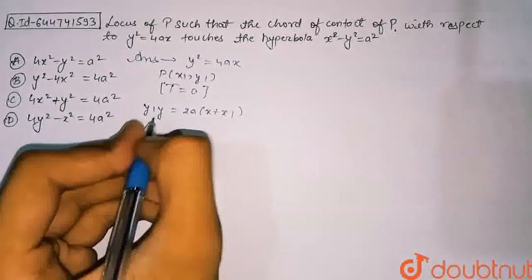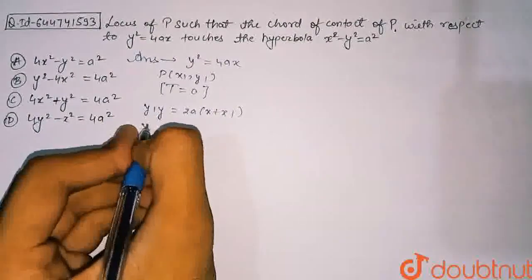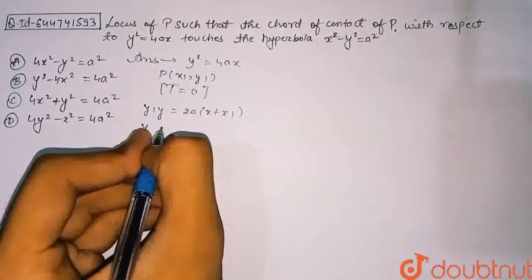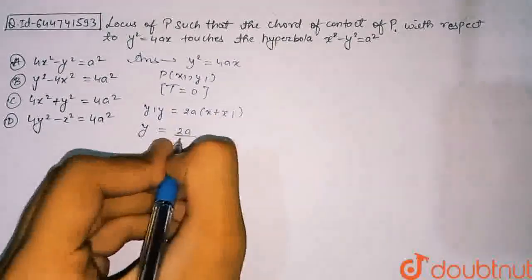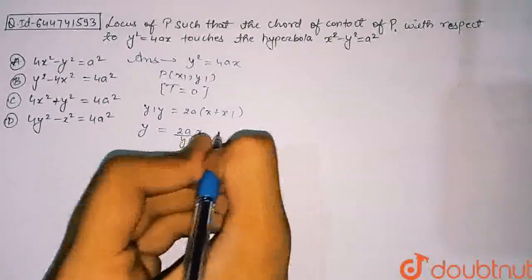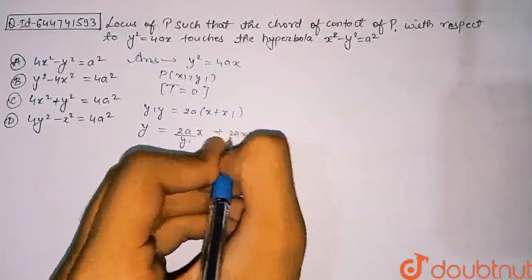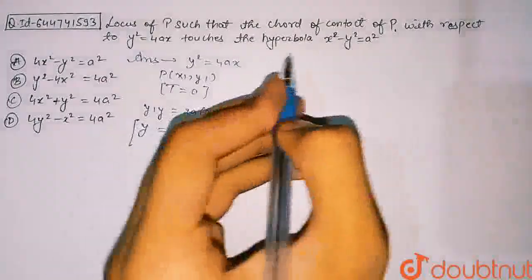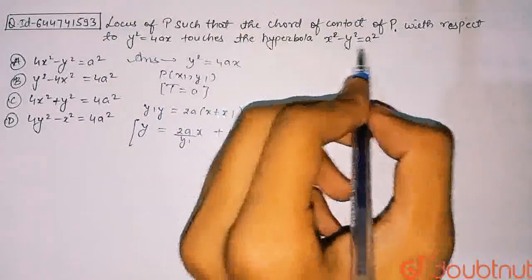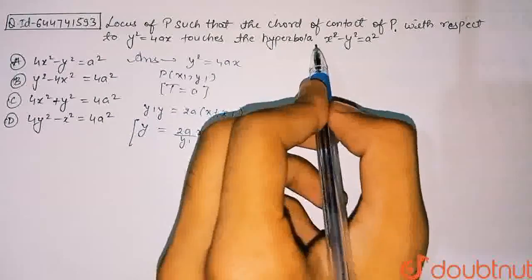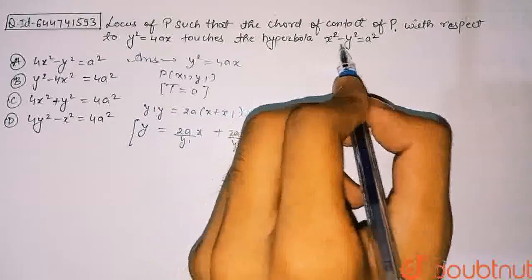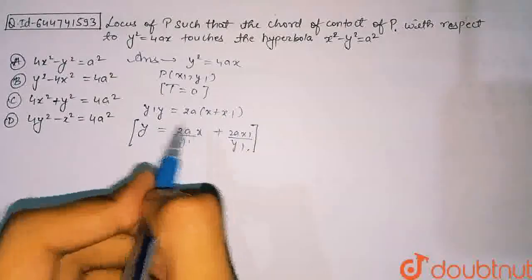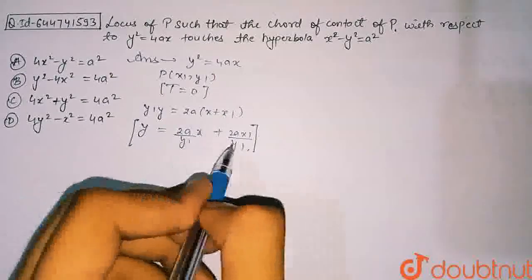So we will solve this further. Dividing this whole equation by y1 and splitting the bracket, we get y equal to 2a upon y1 into x plus 2a x1 upon y1. This is the chord of contact. Now according to our question, this chord of contact is touching our hyperbola. So we will find the tangent of this hyperbola in slope form and then compare these two equations to get the locus of this point (x1, y1).